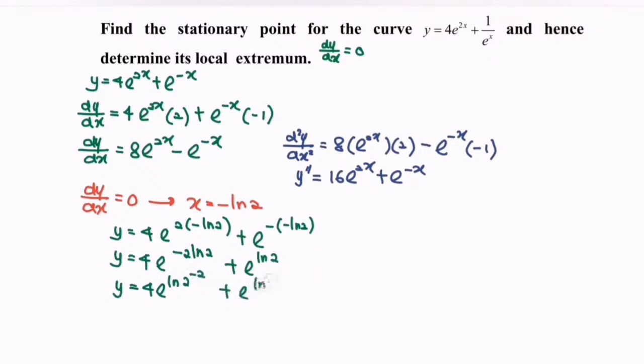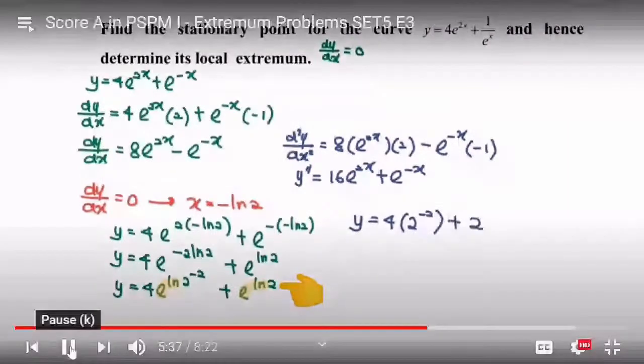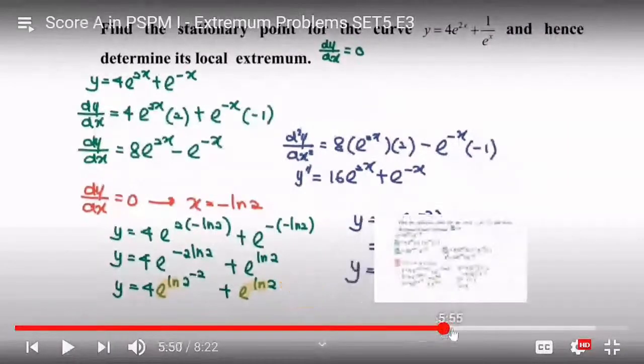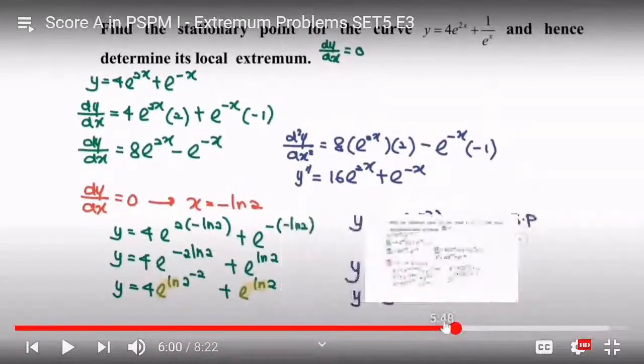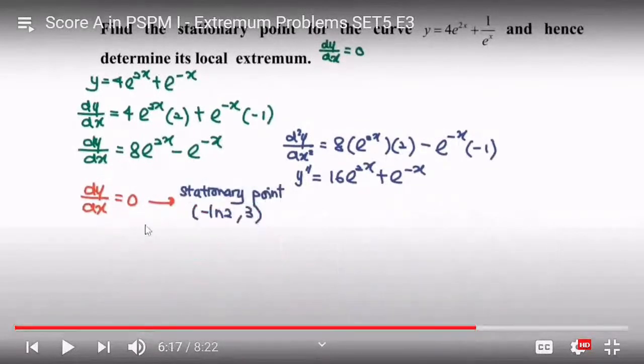So kindly refer to the situation using the properties of log. As we all know, exponent ln, we will obtain 1. So the value of y will be equal to 4 multiplied with 2 to the power negative 2, plus 2. Okay? So from here you get your value of y, which is y equals to 3. So the stationary point is negative ln 2 and 3. So this is the third step, finding the critical point or stationary point.